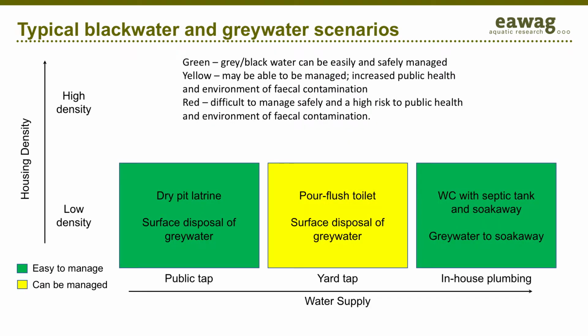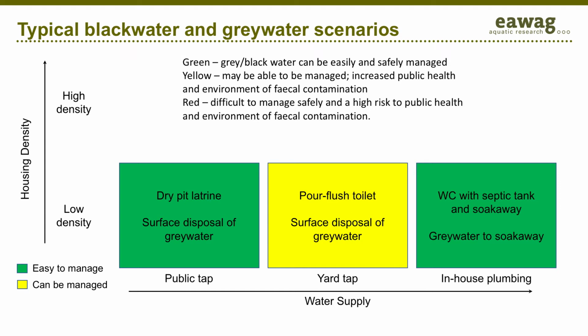This graphic shows typical blackwater and greywater scenarios according to the housing density and the type of water supply. If housing density is low and the water is supplied by a public tap, the typical scenario will be a dry pit latrine and the surface disposal of greywater. This usually presents few problems as there is plenty of space for greywater to soak into the ground.